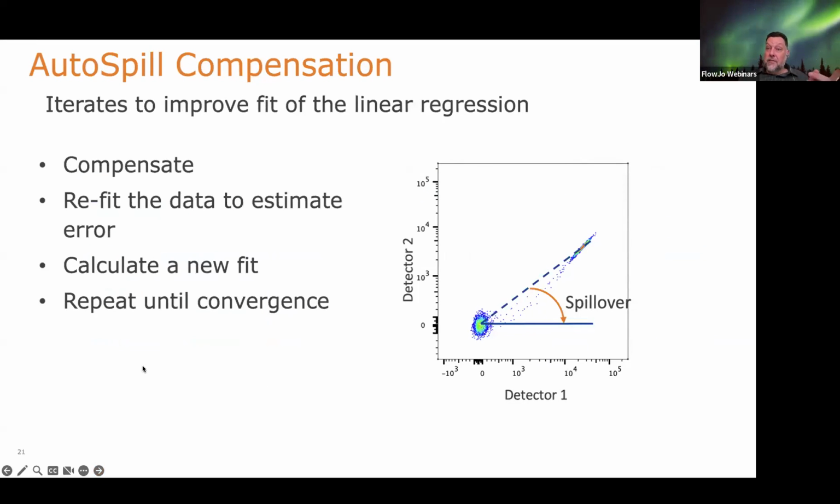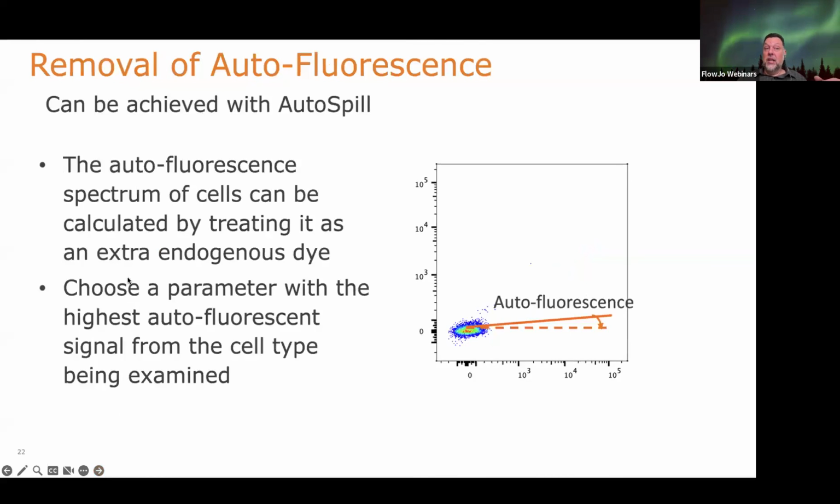Now, iterative fitting can actually improve the linear regression. So AutoSpill actually refits the data, estimates error, calculates a new fit, and repeats to convergence and does the same thing, calculating the spillover coefficients that we then use to calculate the compensation matrix. The real benefit of this method, when it was first implemented, was that it was the first way that we could offer an autofluorescence subtraction of the cell's autofluorescence in a system.